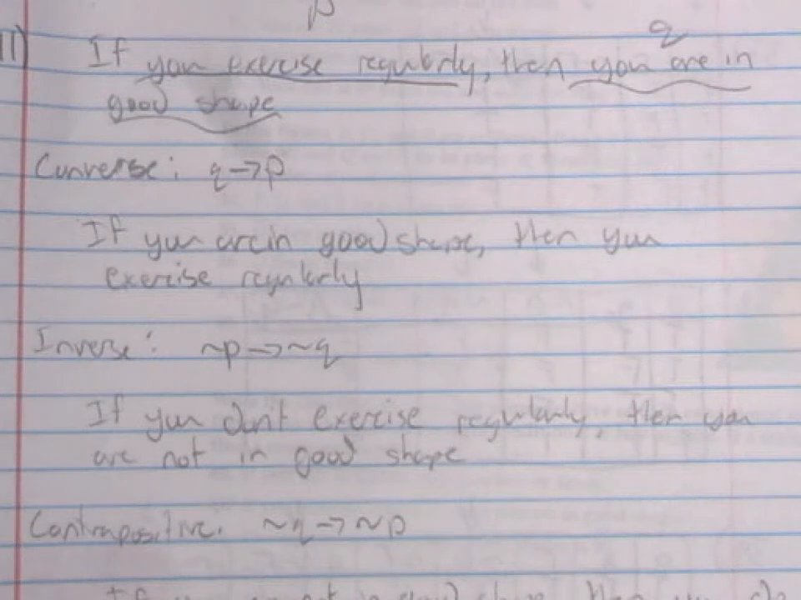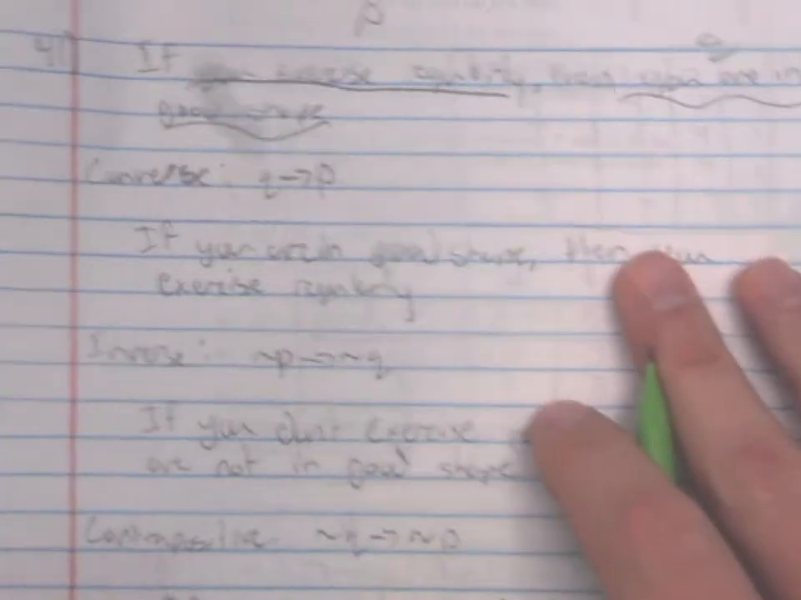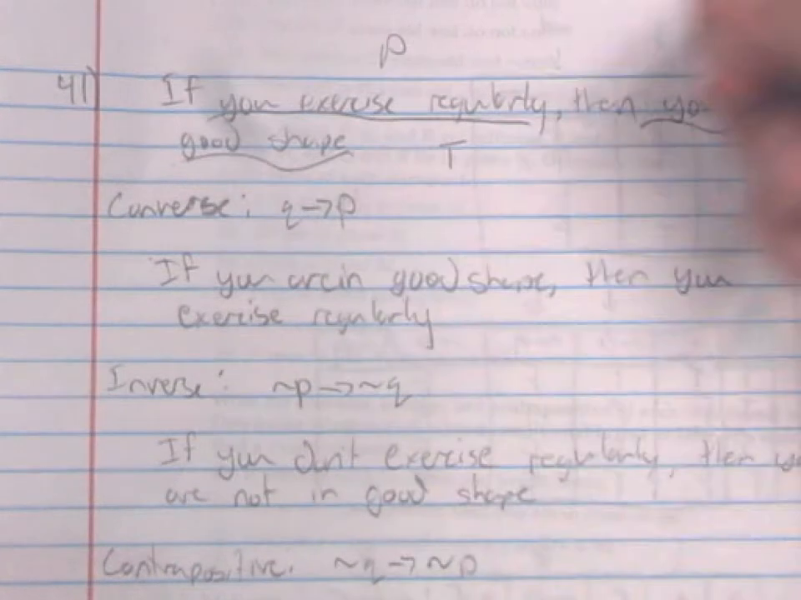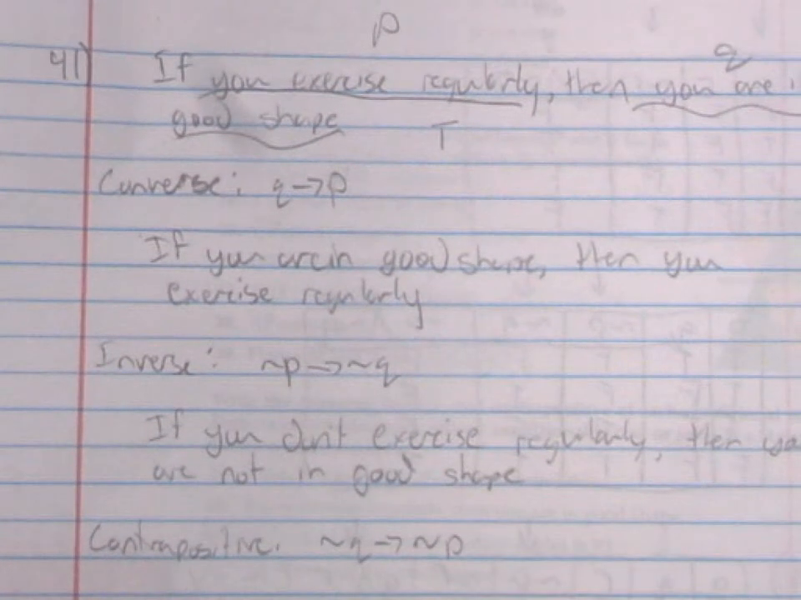So this is probably what I would do. If you exercise regularly, then you are in good shape. So basically what you're saying is every person who exercises regularly is in good shape. You could probably argue that one either way. I'm going to say that that's mostly true. Of course, we can probably find an example. But I would say for the most part, if you exercise regularly, then you are probably in pretty good shape.